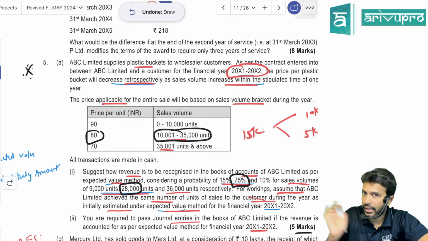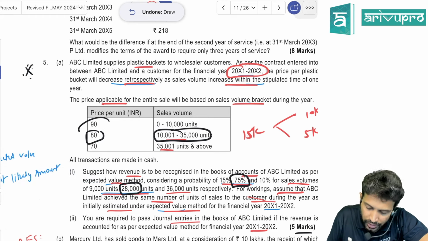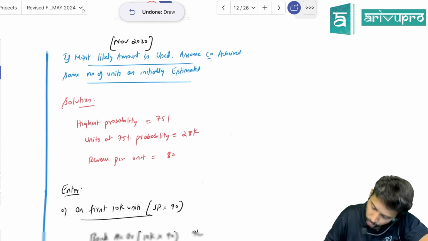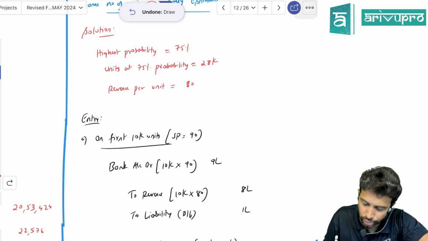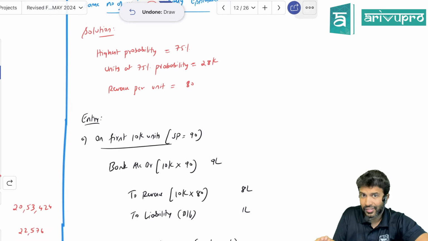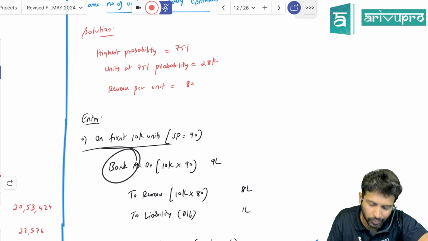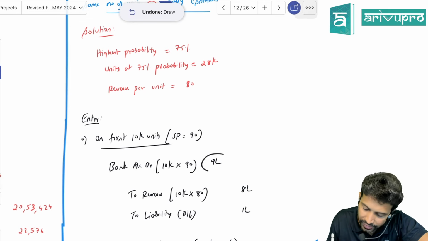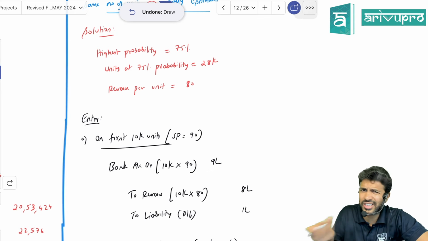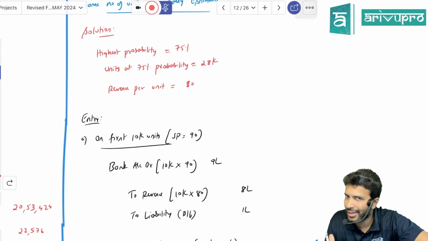That means for the first 10,000 units, when the customer places the order, the company will collect how much on one unit? 90 rupees. That's what I've written over here. On the first 10,000 units, the selling price will be taken as 90 per unit. We will collect 90 from the customer. So the journal entry will be bank account debit 10,000 into 90, which will be 9 lakh. To what, sir? Since 10,000 units are delivered, the performance obligation is satisfied.